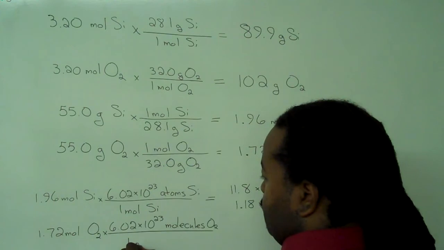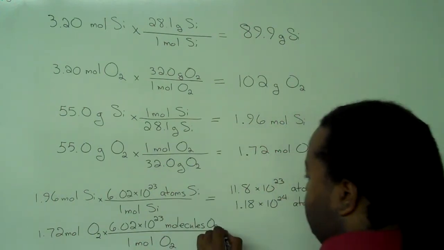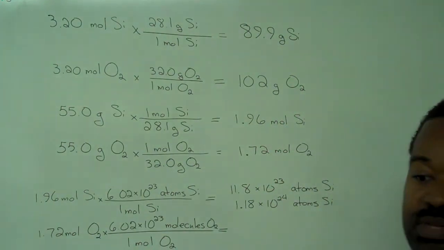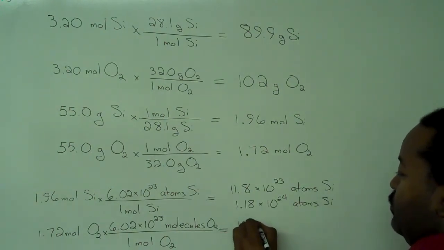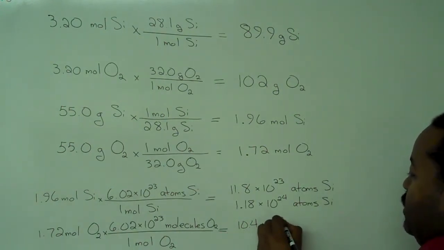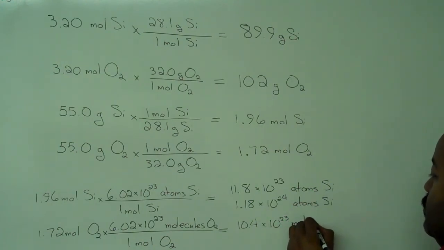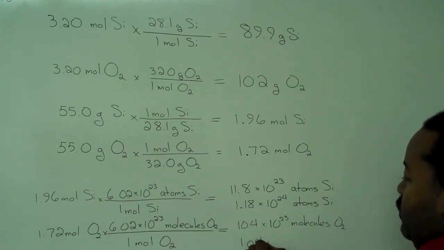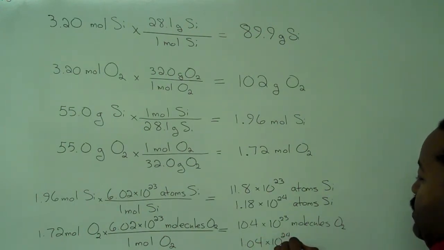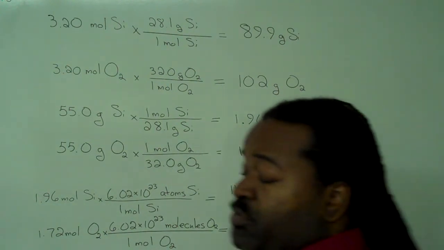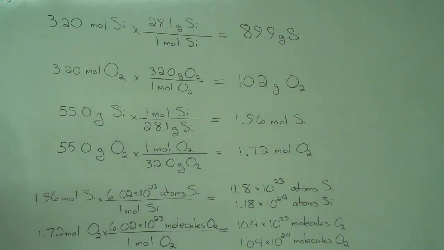O2 versus 1 mole of O2. And so in this case, when we multiply through, we get 10.4 times 10 to the 23rd molecules of O2, which is 1.04 times 10 to the 24th molecules of O2. The number of atoms in this 1.72 moles of oxygen gas would be twice the number of molecules, because each molecule has 2 atoms of oxygen.